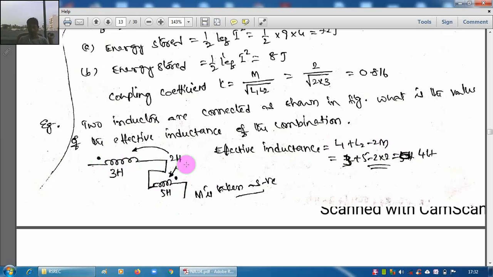L1 plus L2 minus 2M. L1 is 3 plus L2 is 5 minus 2M, which is 2 into 2. So the total is found to be 4 Henry. So like that, for this combination, as the circuit is given, the total inductance is 4 Henry.